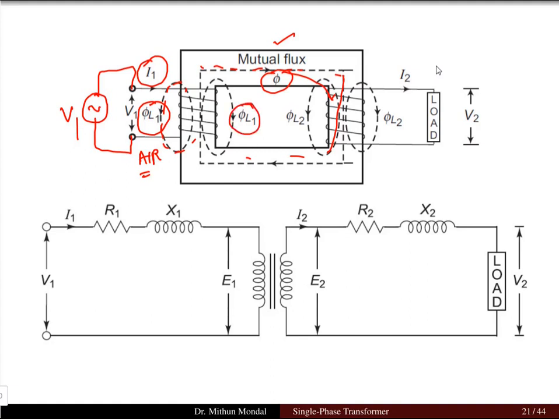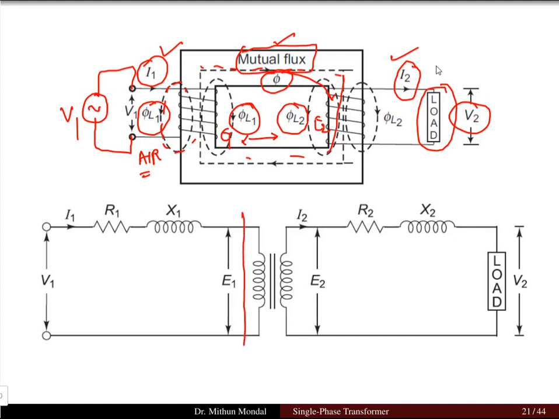So phi L1 and phi L2 are the leakage flux in the primary and the secondary winding due to the current I1 and the current I2. It is only the mutual flux phi which is common between the primary and the secondary current. And when the load is connected on the secondary side, then the current I2 will start flowing and there will be a voltage V2 across the load. The E1 and E2 are the induced EMF in the primary coil and the secondary coil. Now, if we take the transformer to be ideal in nature, so this is the ideal transformer.